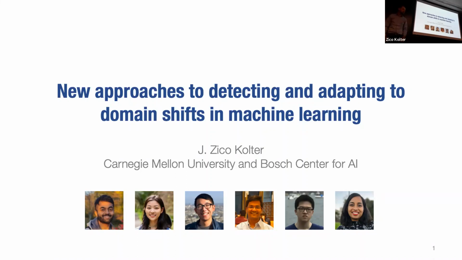Okay, so I'm going to talk today about detecting and adapting to domain shifts in machine learning. I think this is a topic that's gathering a lot of interest these days, and we've developed some work in this area that I think is a bit different from standard approaches in this field, and I'm really, really excited about it. So I'll just jump right in to the problem setting and then some of the things we've been working on.